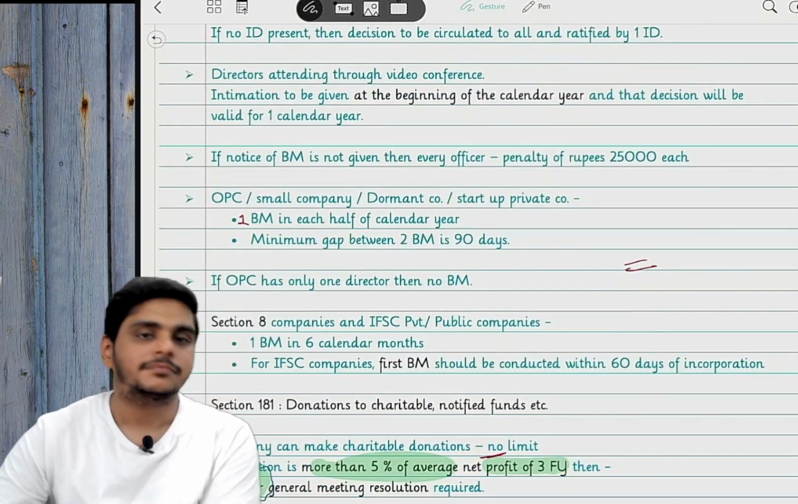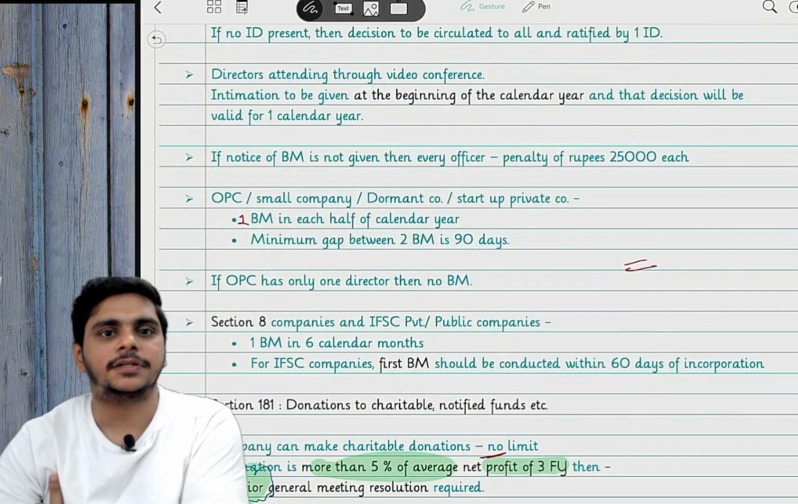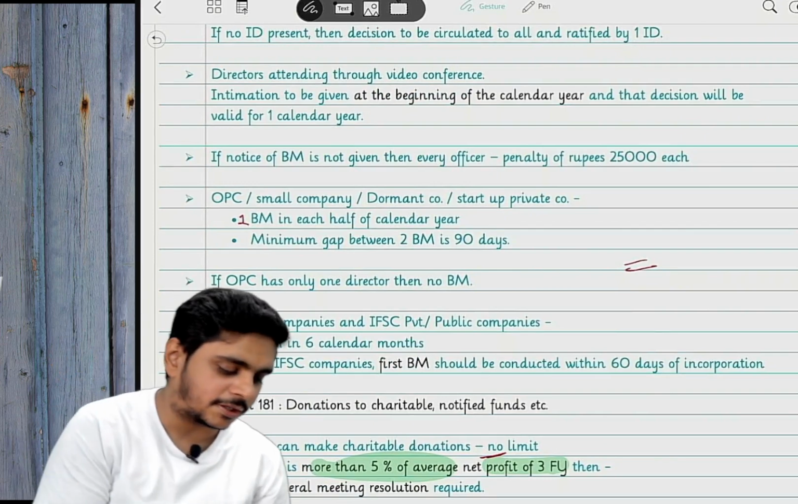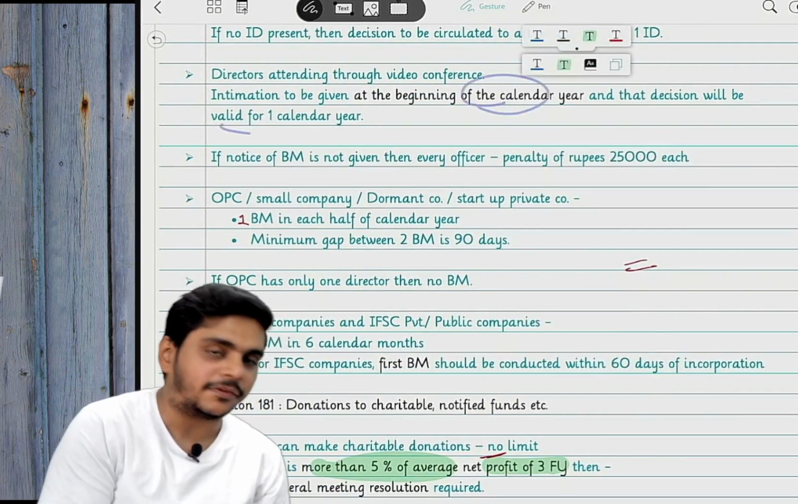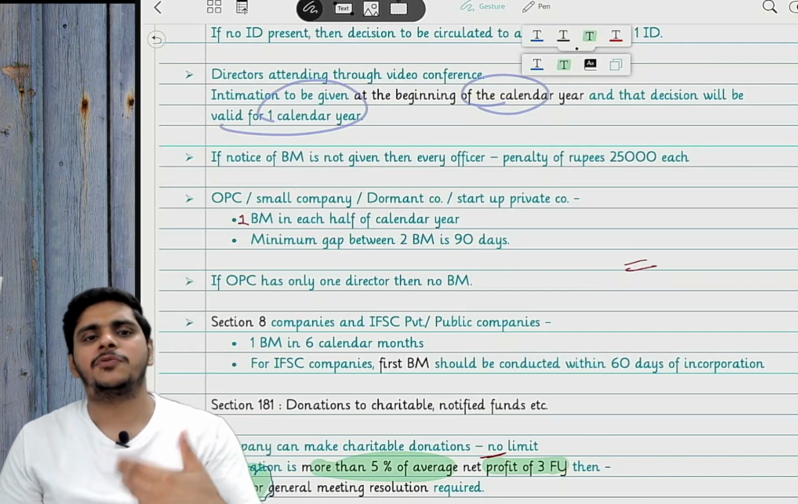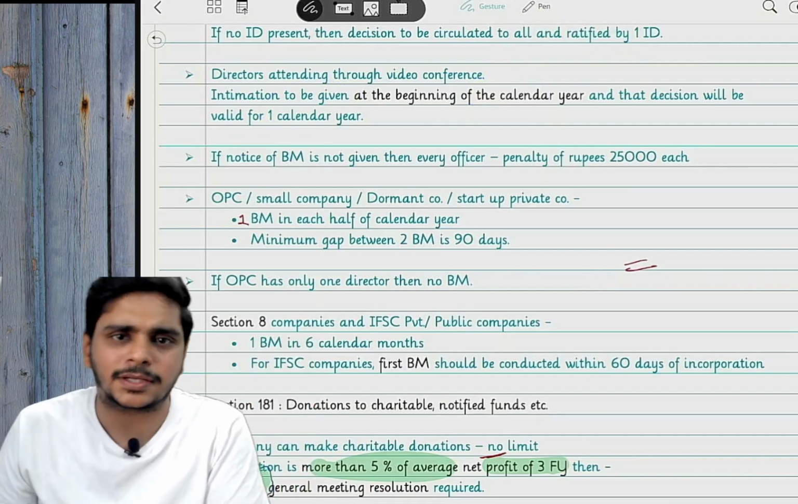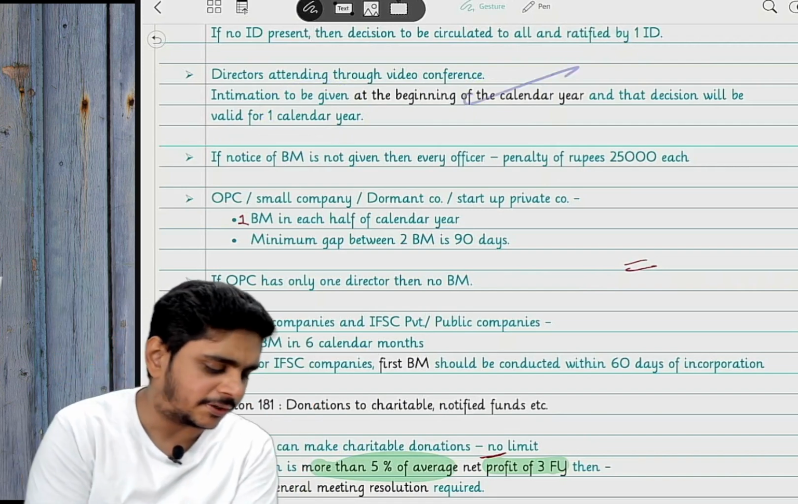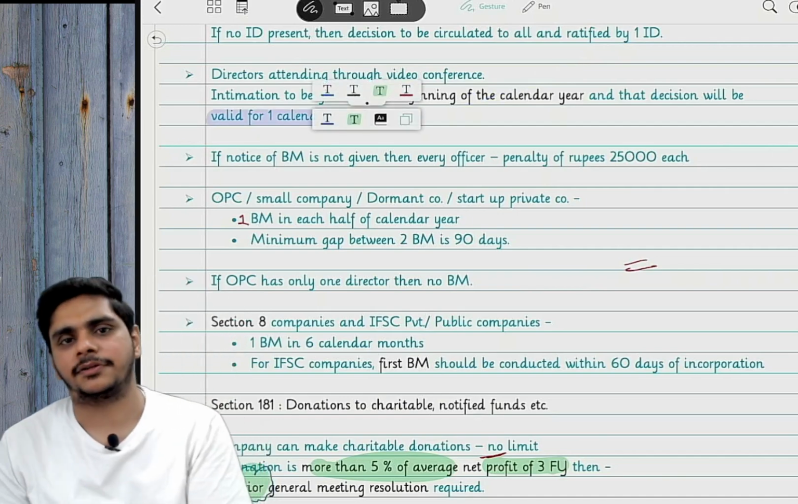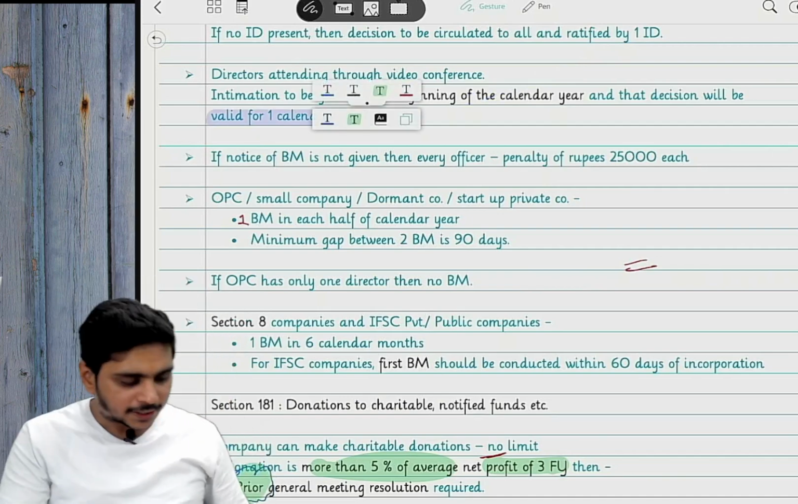Then, for a director attending through video conferencing, intimation is to be given at the beginning of the calendar year, and that decision will be valid for one calendar year. Like, if I want to attend meetings via video conference, I can give that intimation to the CS at the beginning of the calendar year, and that decision would be valid for one calendar year.